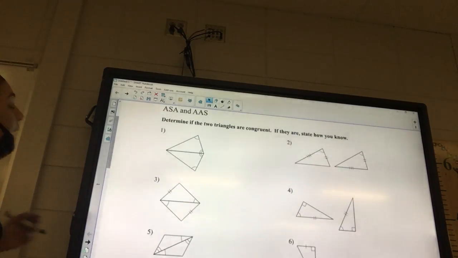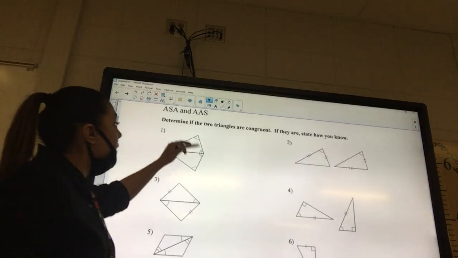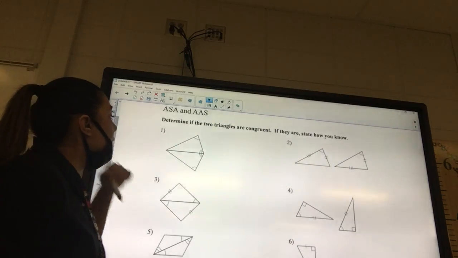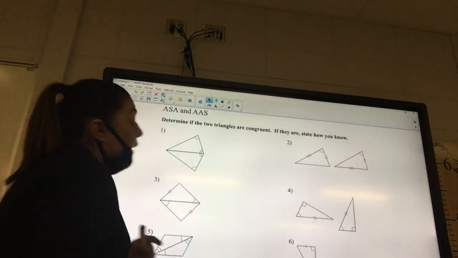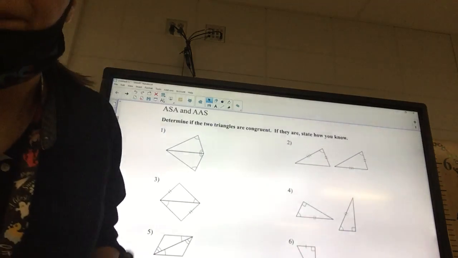Angle, angle. Okay, so we got angle, angle. We know that. Do we know anything else? Is there anything we can mark? No. You can mark the one in the middle. Why?